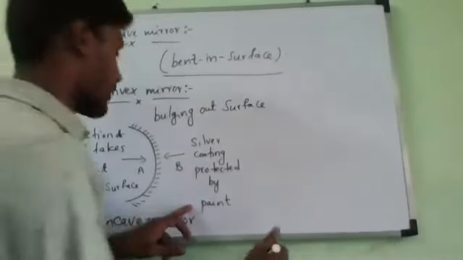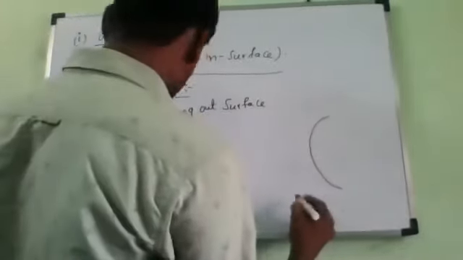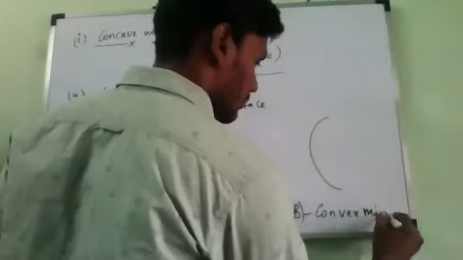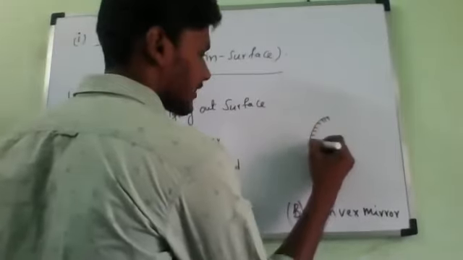Back surface. Now reverse. Reverse you draw. This is B. Convex, sir. Bent out, bulging out. Bulging out, convex surface, convex mirror. So this is again what? The inside surface has oblique lines, the inside non-reflecting surface. Silver coating protected by paint.